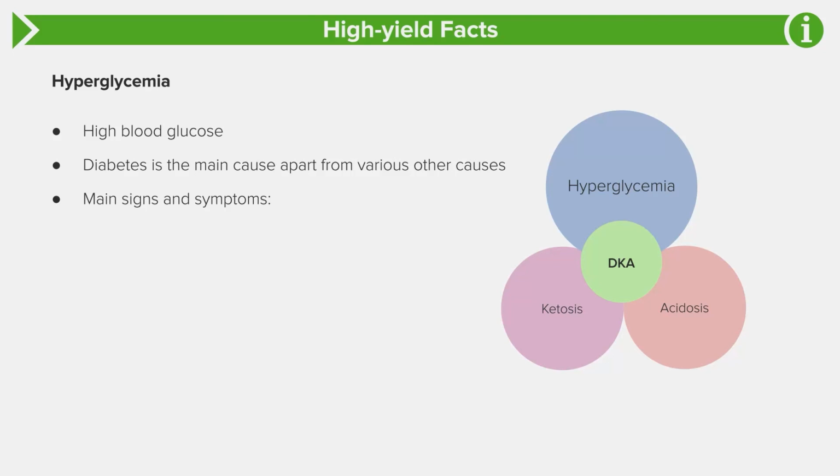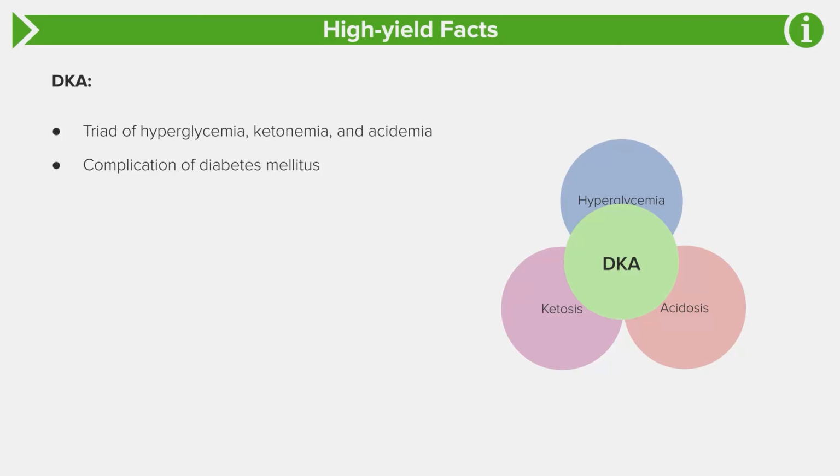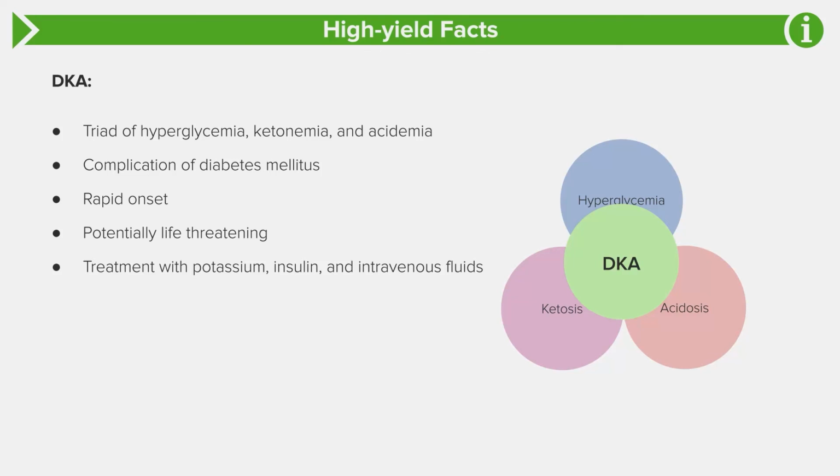Now, the main signs and symptoms that you absolutely have to memorize for hyperglycemia are polyuria, polydipsia, polyphagia, and fatigue. And of course, diabetic ketoacidosis includes the triad of hyperglycemia, ketosis, and acidosis. It's a common complication seen in type 1 diabetes, and it can be rapid in onset, happening within 24 hours of not having insulin or having some type of precipitating medical dysfunction. It can absolutely be potentially life-threatening. And you have to remember the treatment of diabetic ketoacidosis includes giving potassium, giving insulin, and giving IV fluids.